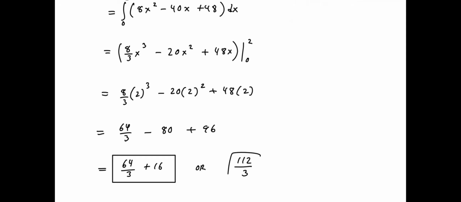And just a little bit of simplification, this will give us 64 over 3 minus, I believe this will be 80 plus 96. And then if you add them up, you're going to get 64 over 3 plus 16. I think this is a nice answer to leave it at. Or if you want to go further, I think this will give you 112 over 3. So something like that. All right, we continue to number 6 now.